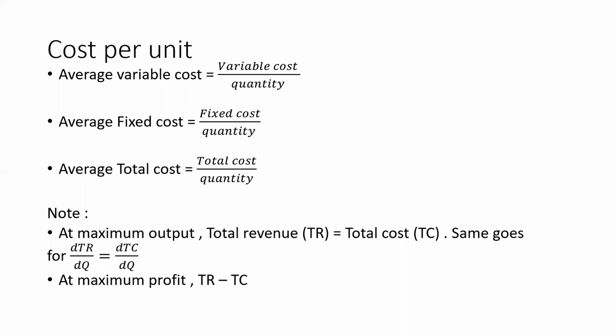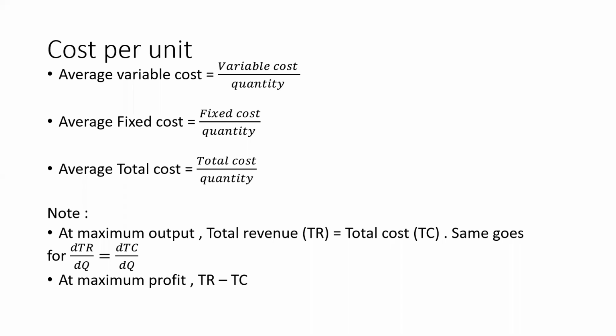Let's take, for instance, your total revenue is given in terms of quantity, and your total cost is also given in terms of quantity. So you differentiate your total revenue with respect to quantity and your total cost with respect to quantity, and you equate both to get Q, where Q is the quantity. Don't worry, we are going to solve questions on that too.